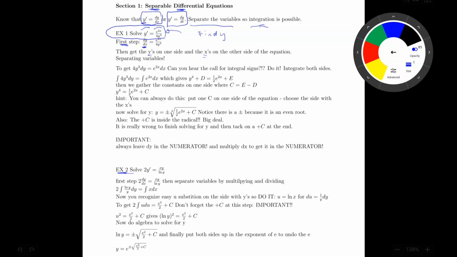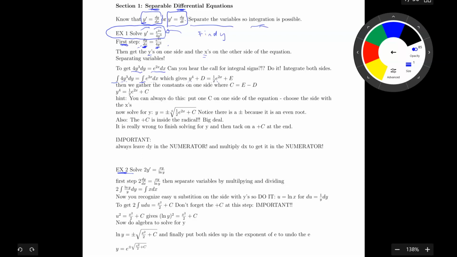Now we're going to get the y's on one side, the x's on the other. Starting with this, I have dy over dx, so I multiply both sides by dx, and then I multiply both sides by 4y cubed. So I get this. Look at that, it's ready for the integral. You just need an integral sign, so we put the integral down on both sides. Then we take the antiderivative. Here we get this, plus the constant. Here, by the exponential rule, we get this, plus the constant.